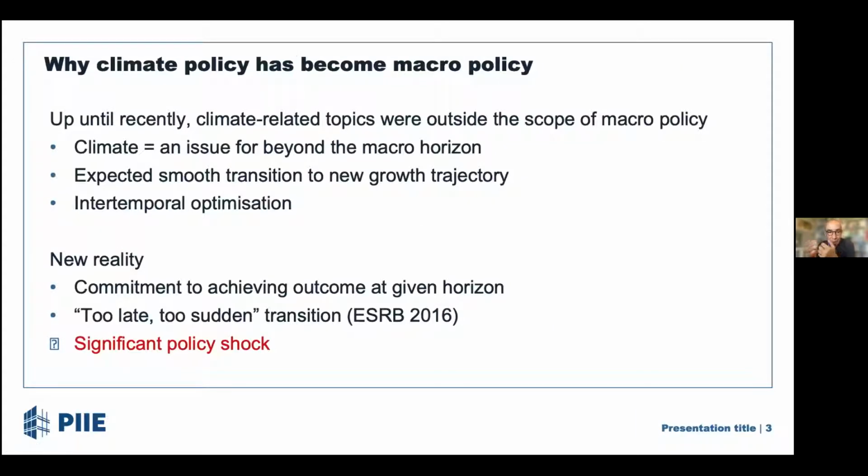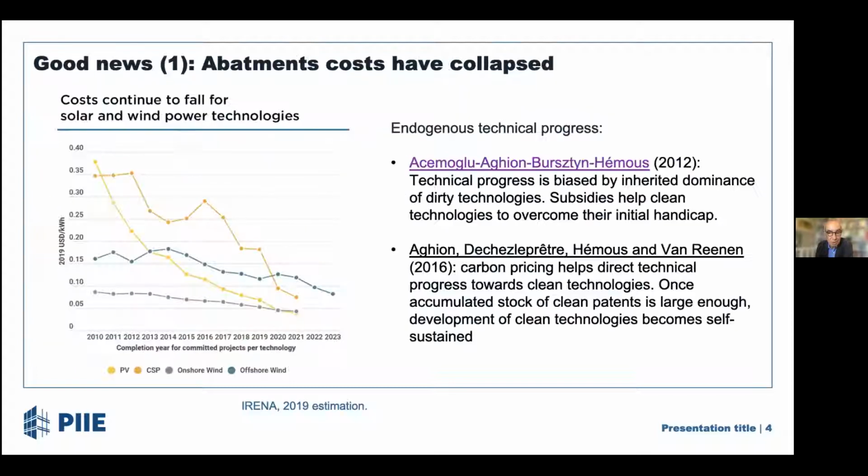So now we're facing something different. Climate policy has become much more macro policy. And that, as I just said, has to do with the fact that we're facing a sort of too late, too sudden transition. I'm quoting from an ESRB paper already 5 years ago, which is even more true now than it was at the time.